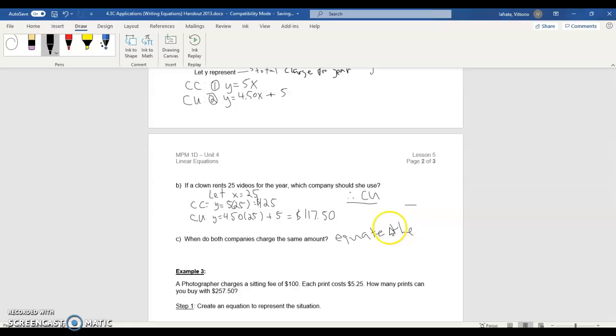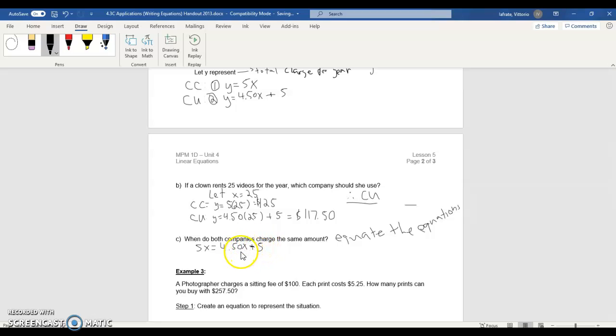Because we want both y's to be the same value. We're basically saying when does CC equal CU. And so we're going to equate the equations and then find our value of x where both companies will be the same for somebody who's renting videos. So it would look something like this. We're going to write our first equation, which was 5x. So equation 1 was 5x. And equation 2 was 4.5x plus $5.